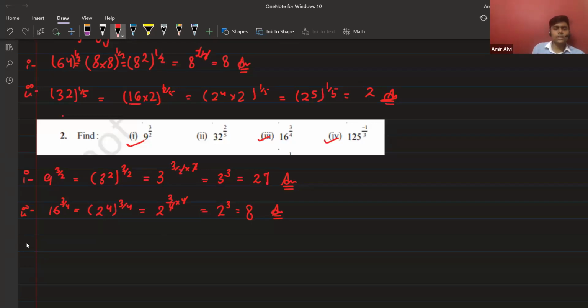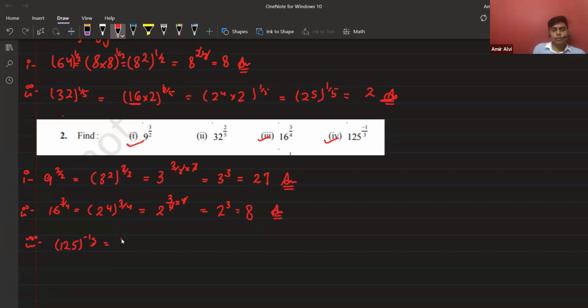Is this clear to you? Is this matching with your answer? Yes. And the second one, it's 8. Have you solved this one or this one? 16. Yeah. What's your answer? 8. Very good. So next is 125 to the power minus 1 by 3.